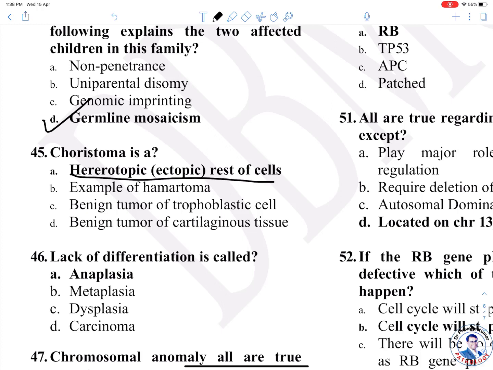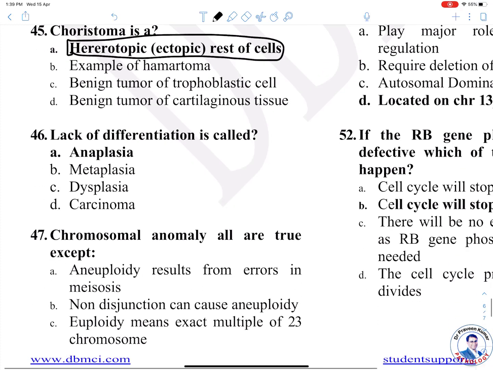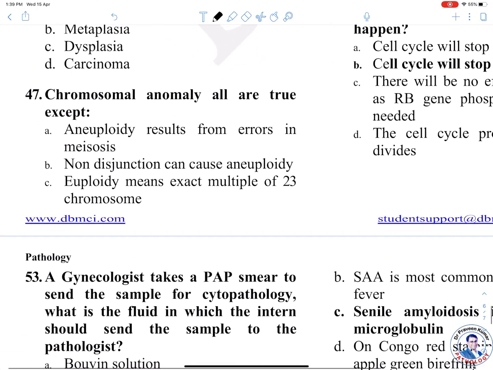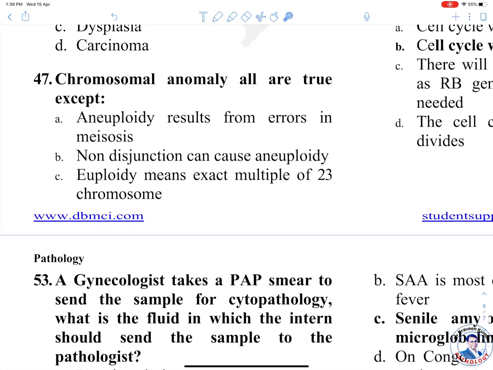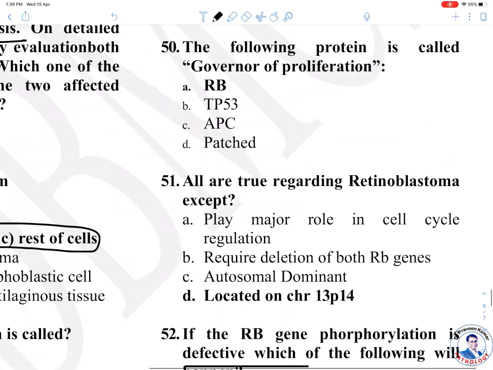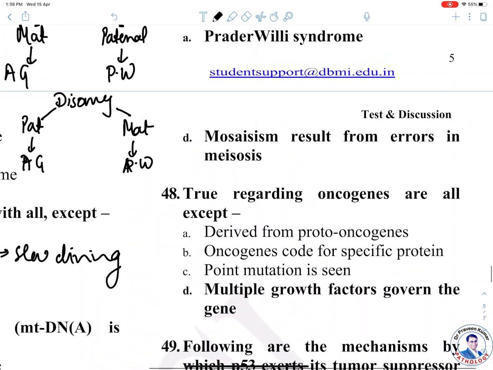Choristoma is a heterotopic rest of tissue. That means something which is not found in that tissue. I hope you remember, it is normal tissue at an abnormal site. Lack of differentiation, no one of you made a mistake here. It is anaplasia. Question 47 is a time-consuming question. Aneuploidy is because of meiosis, and please understand that mosaicism does not occur after meiosis. Mosaicism occurs after mitosis, guys. The answer is D.